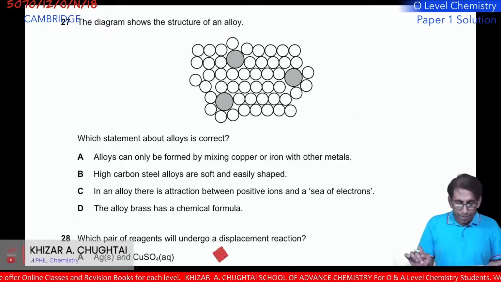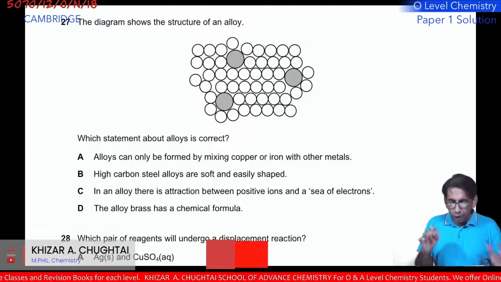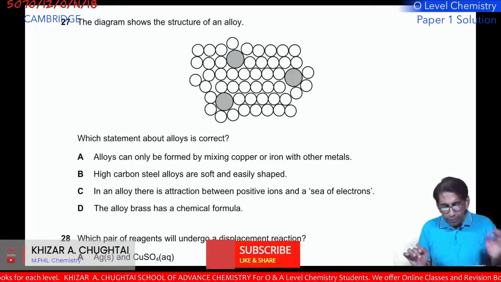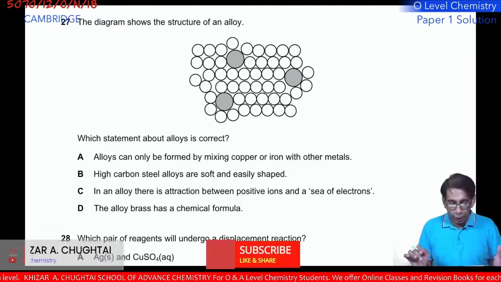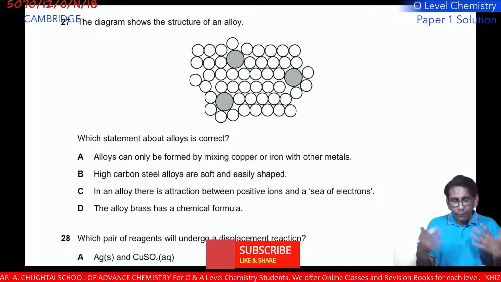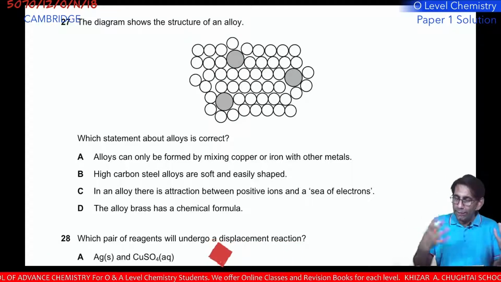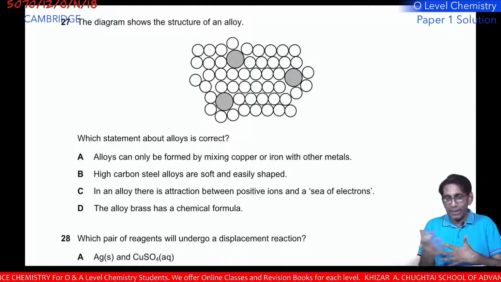Option A: an alloy can only be formed by mixing copper or iron with another metal. "Only be formed" is the incorrect part, right? An alloy can form by mixing different metals, or even one metal with a non-metal like carbon.